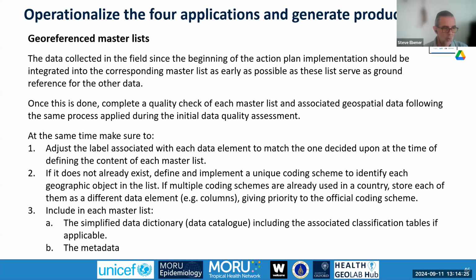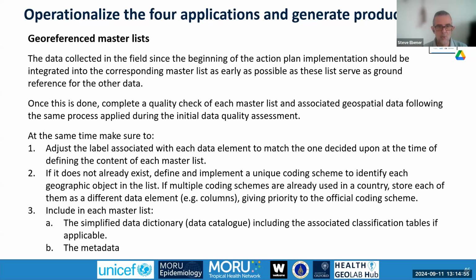You also want to define and implement a unique coding scheme to uniquely identify each of the geographic objects if it doesn't already exist. That's a really critical element, especially in countries where the name of a particular infrastructure or place can have different spellings. So the unique identifier is what will really ensure that everybody is talking about the same place.